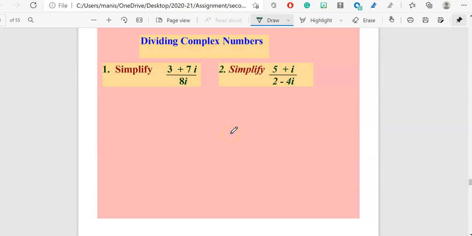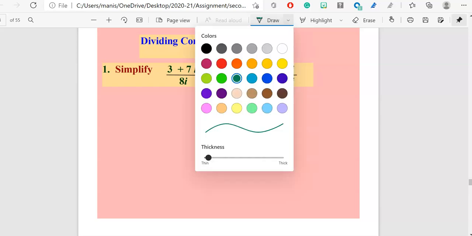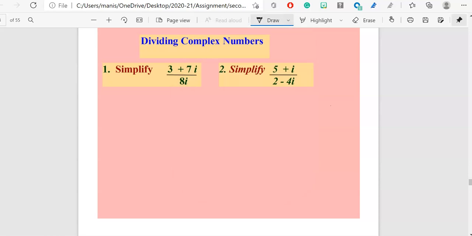We will learn about dividing complex numbers. It is a little bit tricky, but if you have already mastered the other concepts, you will find it easy. So let's work on these problems. Earlier I taught you how to add two complex numbers, then how to subtract and multiply, and the last part is divide.